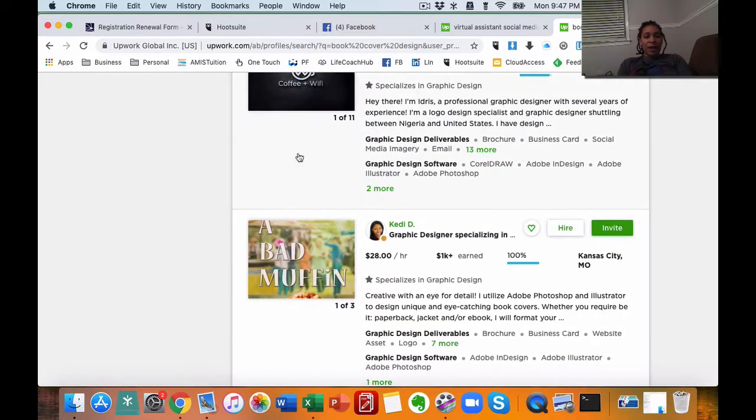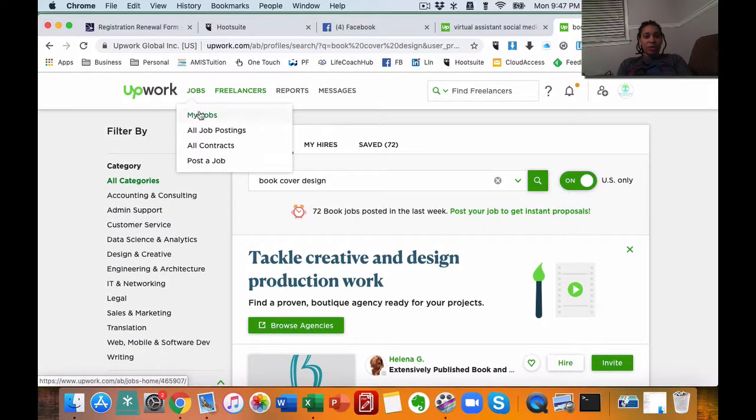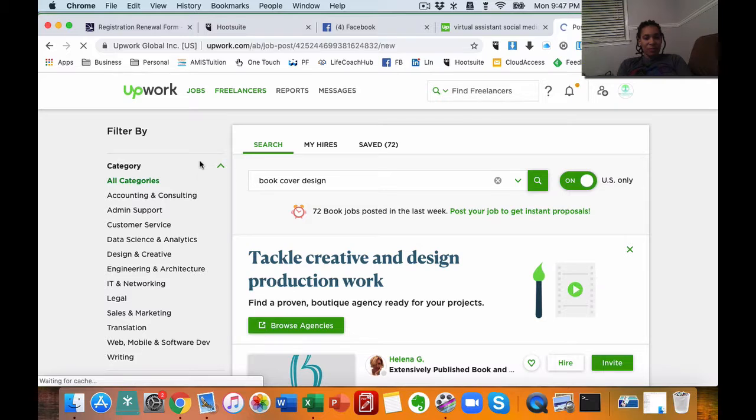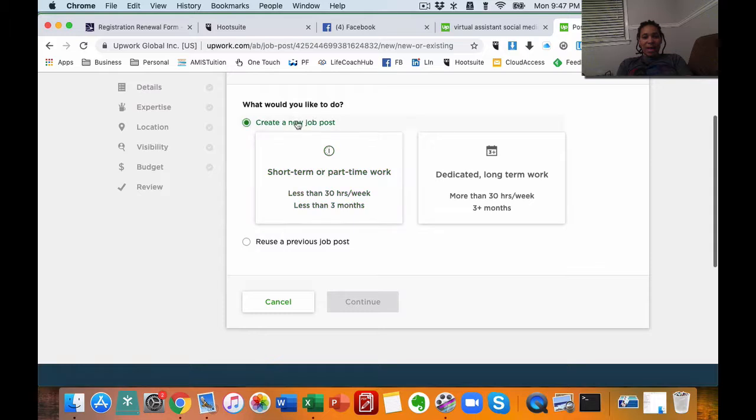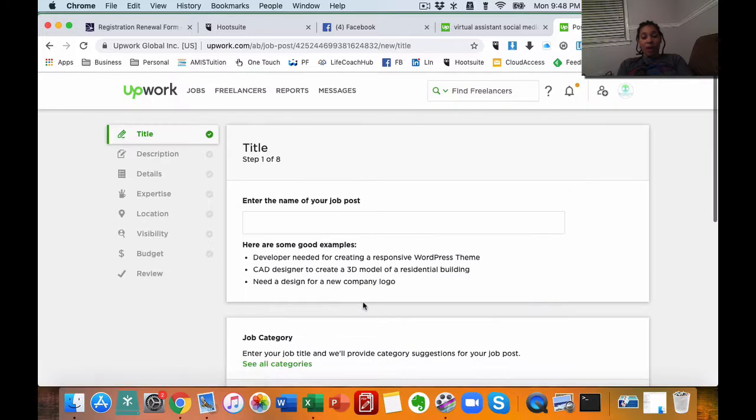Okay, so now let's go to creating a job. All right, so post job. And so you've got these options: create a new job post, reuse a previous job post. Now I'm going to create a new job post, short term or dedicated long-term work. Now you can decide, but I recommend going with the short-term or part-time work so that you can move it off of Upwork once you establish that this person is a good contractor for you.